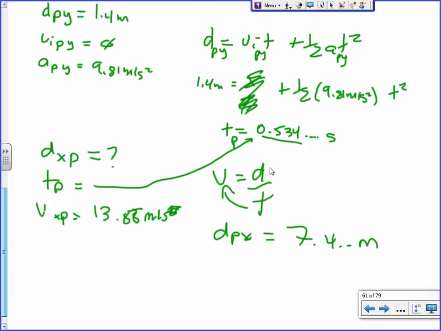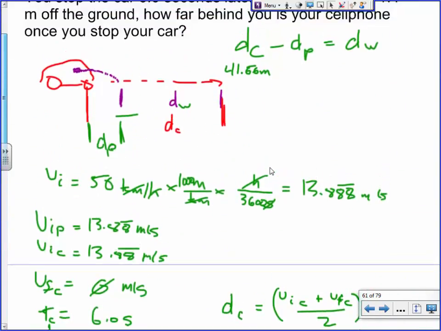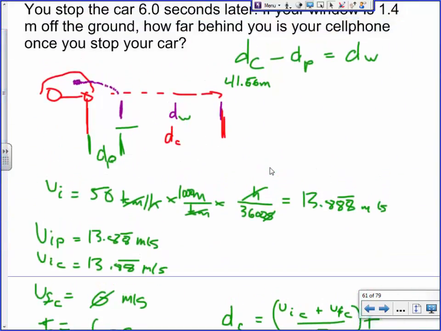We did three things. We calculated that the car itself was going to need to go 41.6 meters before it finally came to a stop. But it actually is stopping at some point, right? We calculated the phone, it was going to take the phone about a half a second to fall in the up and down direction. So in the up and down direction, it's going to take this long for it to fall. In the meantime, it's been going forward the whole time.